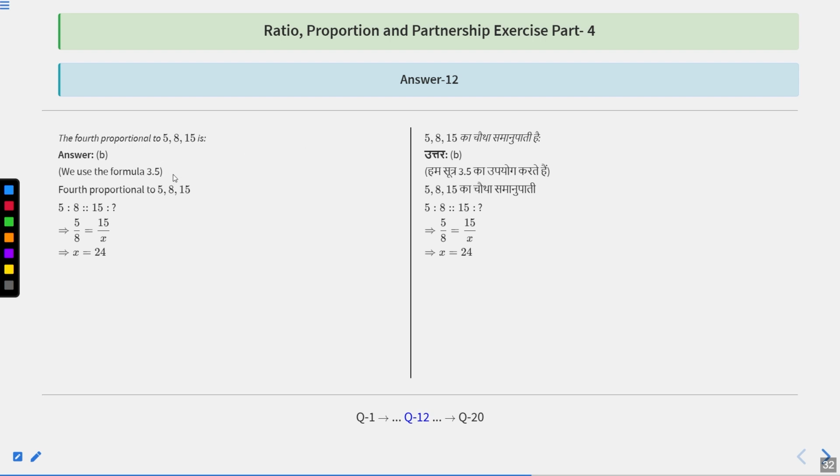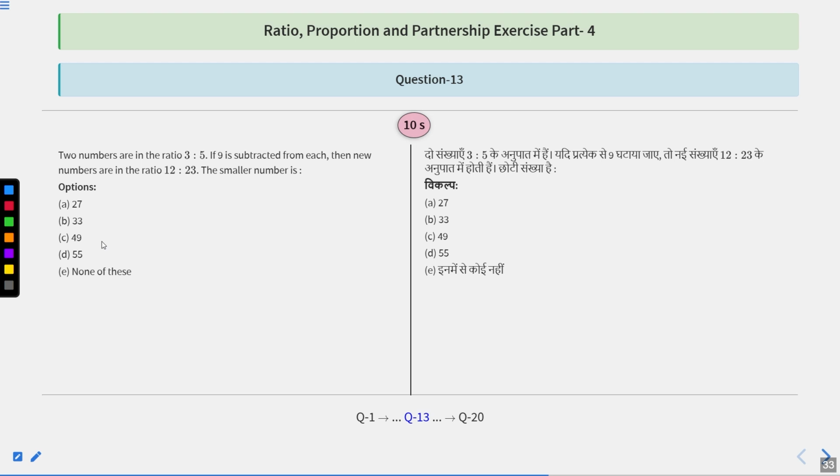We use formula 3.5, in which it is given that when we need to find the fourth proportional, we can write it as 5:8 proportionate 15:x. We put x in place of the question mark. So how can we write it in fraction form? 5/8 is equal to 15/x. So x equals 24. P is the correct answer.